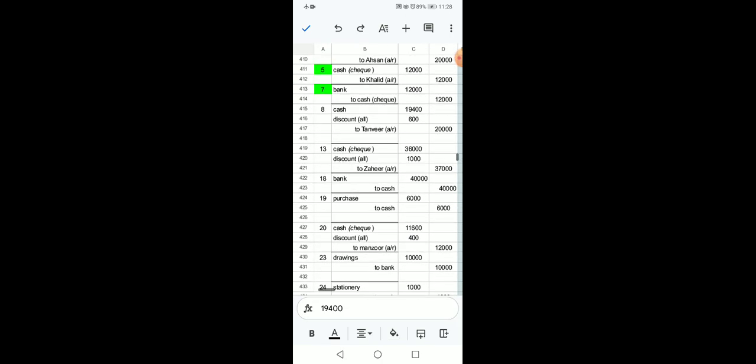Eighth entry was having two elements, cash and discount. Both are posted in the ledger. It means 8 entry has been completed. Mark it as it has been done.